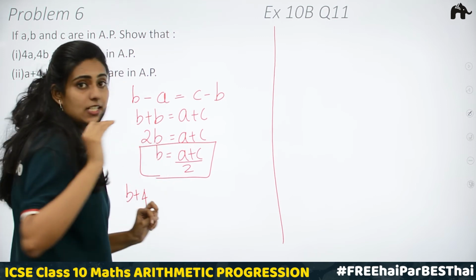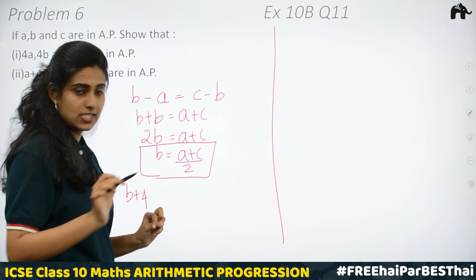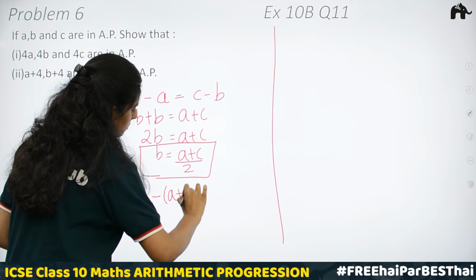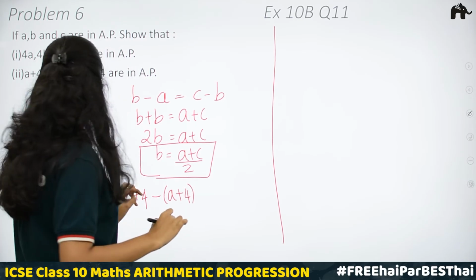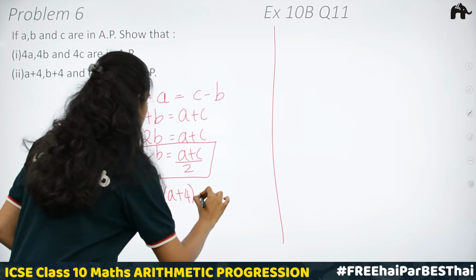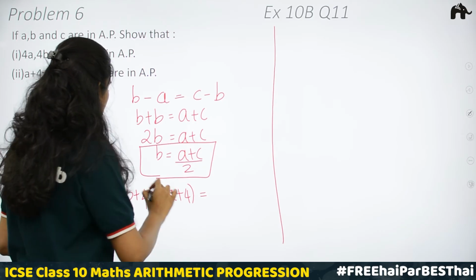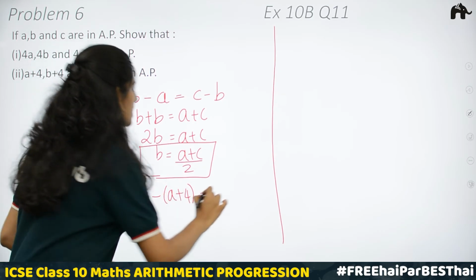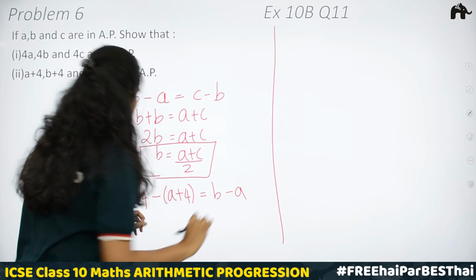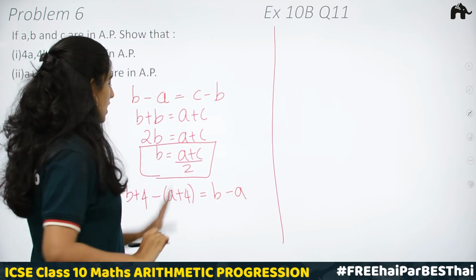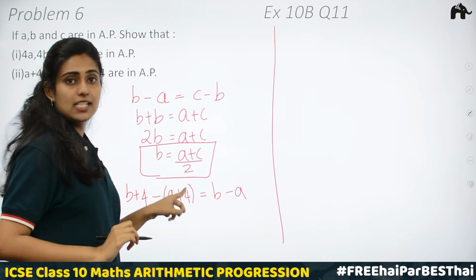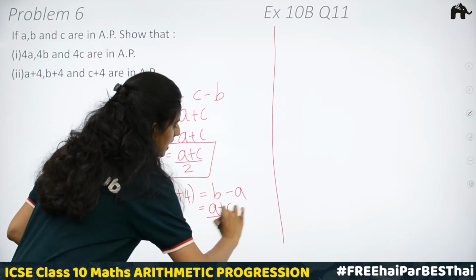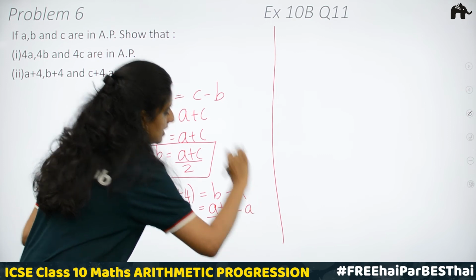We will see what is the difference between the second term and first term. B plus 4 minus A plus 4. That is equal to, here we have a plus 4 and this is minus 4. It becomes B minus A. Plus 4 and minus 4 can be removed. Now we have B is equal to A plus C divided by 2. Substituting here, A plus C divided by 2 minus A.